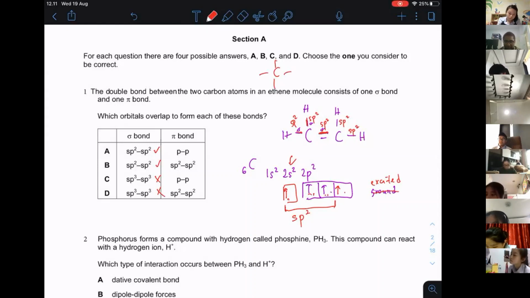So this one is sp2, but let's look at the pi bonding. The pi bonding happens between this PZ and another carbon's PZ. These two will join and give you the pi bond, which is going to overlap. So the pi bond is caused by P, not sp2. It's always P and P. Do remember this: pi bonding is always between P and P in your syllabus. So here the answer will be A.